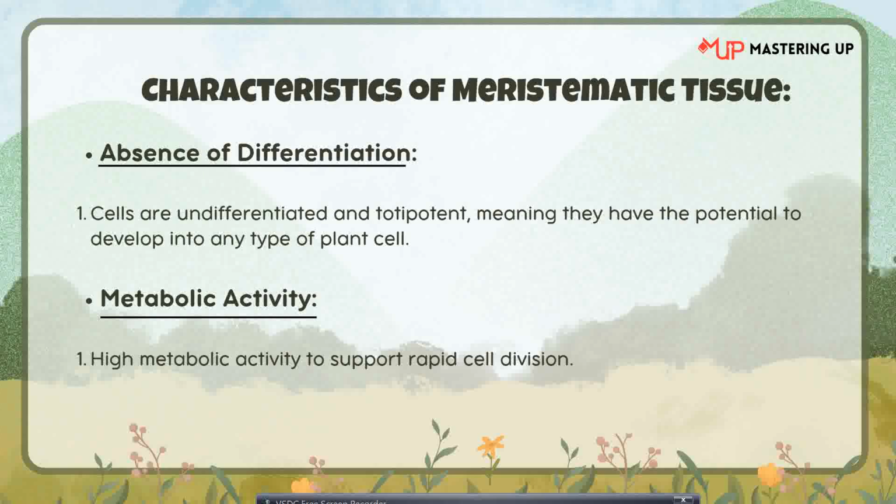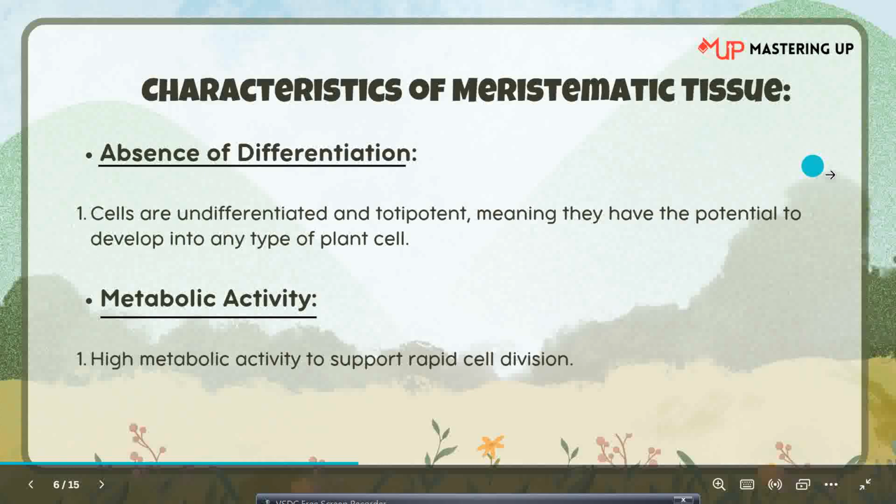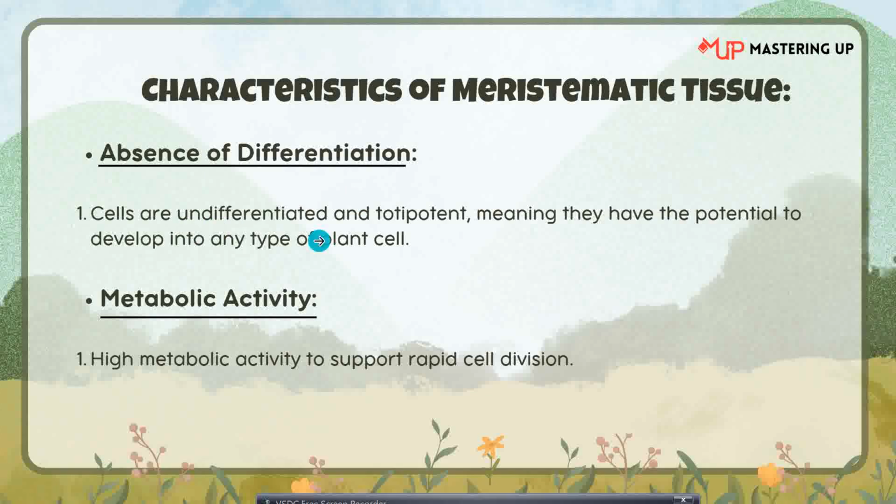What is totipotency? Totipotency is the potential to develop into any plant part, any type of plant cell. That is what is called meristematic tissue. This is also a very major characteristic of meristematic tissue: it is undifferentiated and it is totipotent, meaning they have the potential to develop into any type of plant cell.